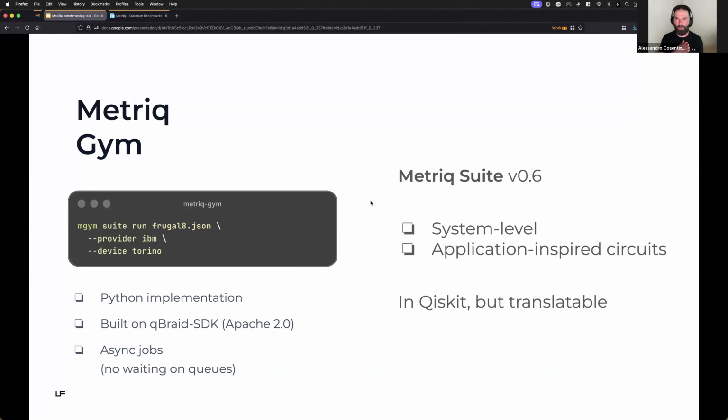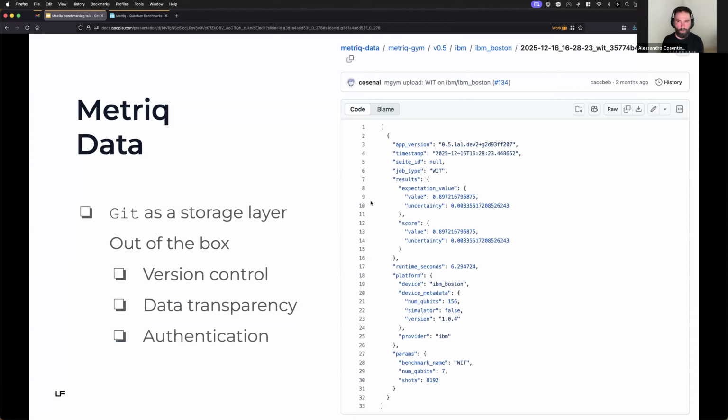I didn't go into the details here of what these protocols are. As far as I remember, we have 8 of them. You can check their implementation line by line on the GitHub repository. The dataset is accessible on GitHub at Unitary Foundation /metric data. We decided to use simply Git as a storage layer so that we didn't have to rebuild the wheel. So we had everything like version control, data transparency, and authentication out of the box.